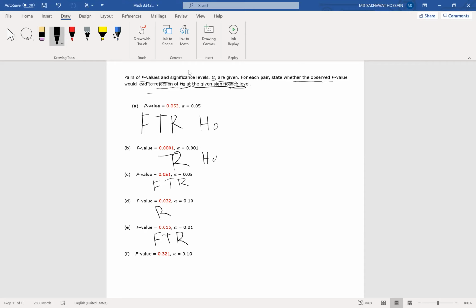Should we reject or fail to reject? Fail to reject. This is obvious, right? Yeah, fail to reject. Okay, so now I think it is clear to everyone when we reject the null hypothesis based on p-value and alpha, and when we fail to reject the null hypothesis. Okay. So let's go over some more examples.